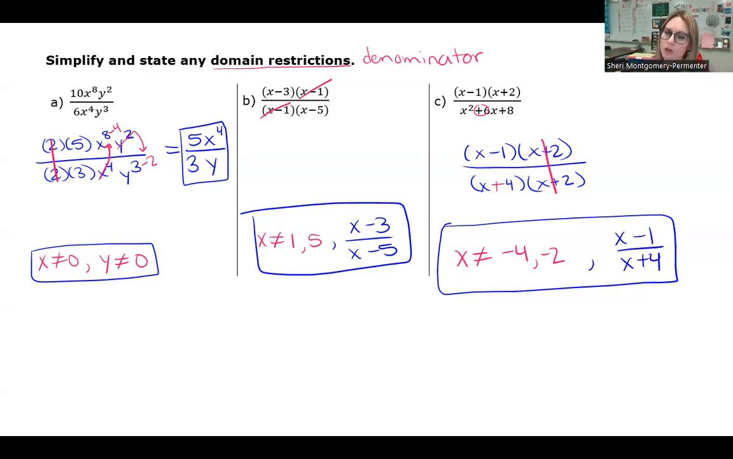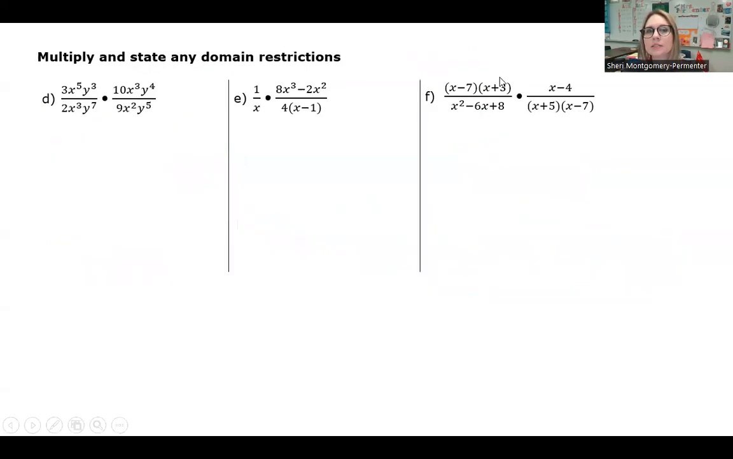Okay, now we're going to move on to the big kid stuff. So the big kid stuff is that we're actually going to multiply. The next set of directions say we're going to multiply, and we're still going to state domain restrictions. The reason we do domain restrictions is because we can't divide by 0.